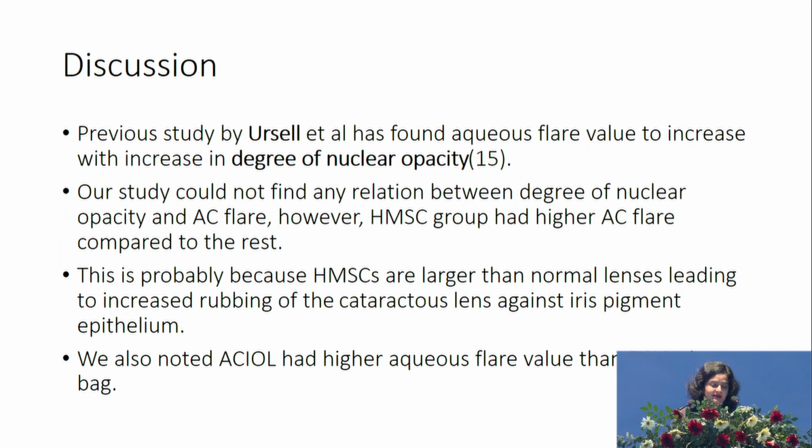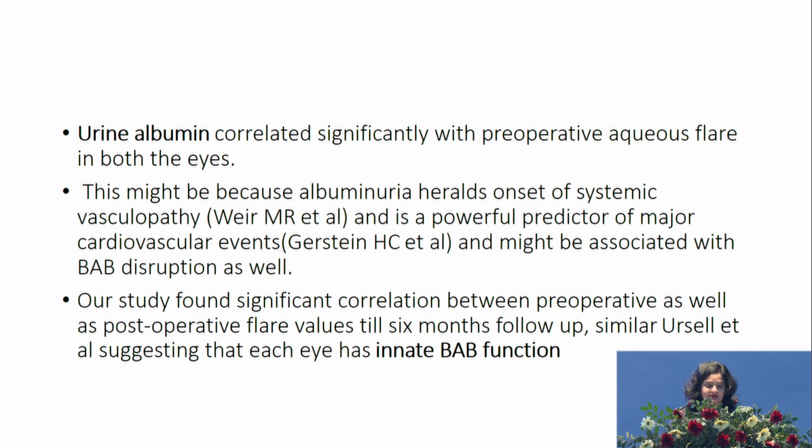The previous study done by Ursell et al. found aqueous flare value to increase with increase in degree of nuclear opacity. However, our study could not find any relation between degree of nuclear opacity and AC flare. However, HMSC group had higher AC flare compared to the rest. This probably was because HMSC are harder than normal, with more diameter than normal lenses, and it causes increased rubbing of the cataractous lens against iris pigments. We also noted ACIOL had higher aqueous flare values than PCIOL in bag. This might be due to the same reason.